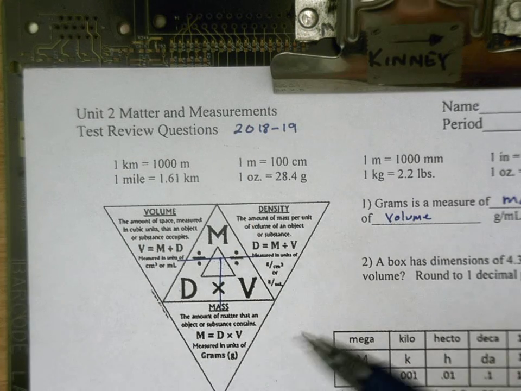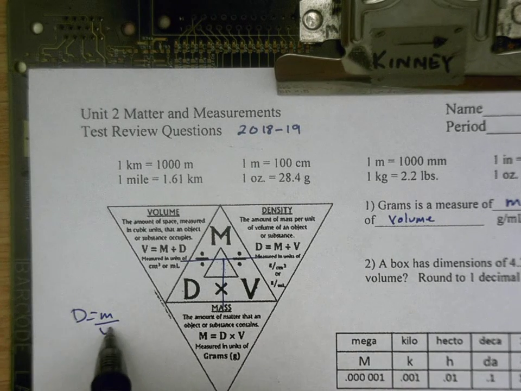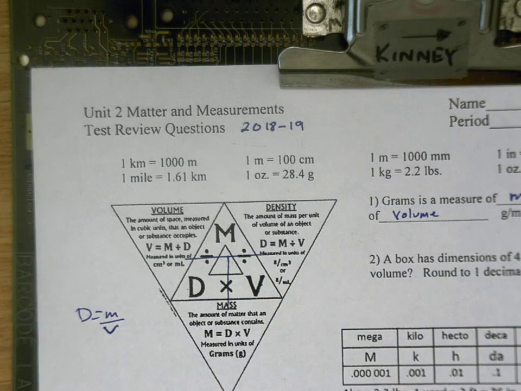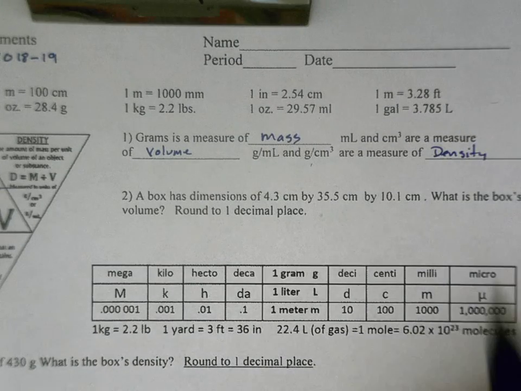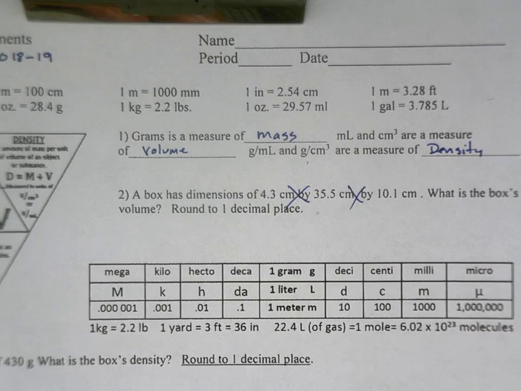This will not be on the test. We'll have the equation density equals mass divided by volume. Make that a V. You just need to make sure you know how to use it. So on this particular problem, you're just going to have to multiply these together. Length times width times height.